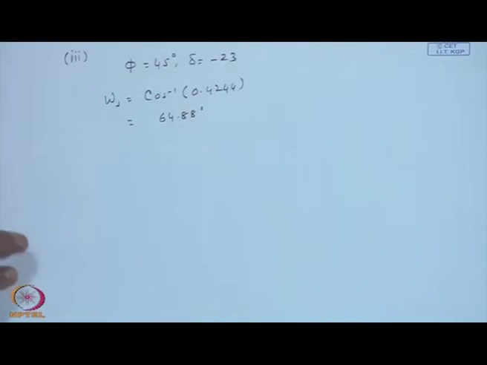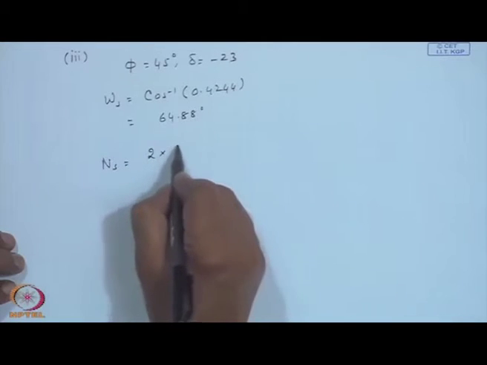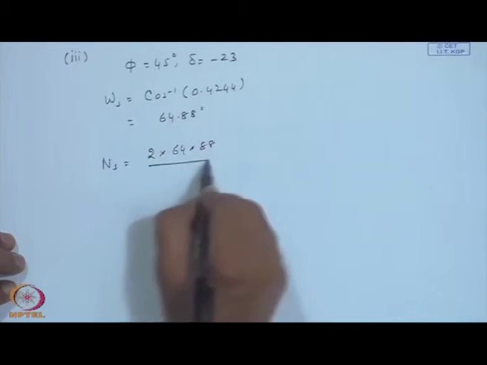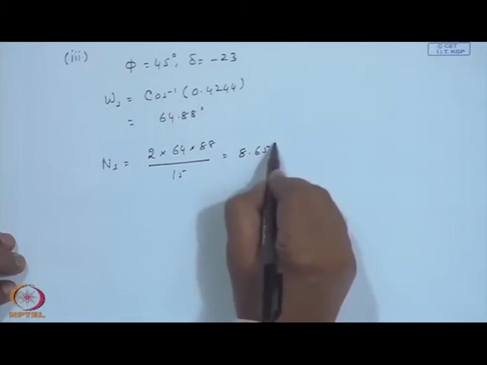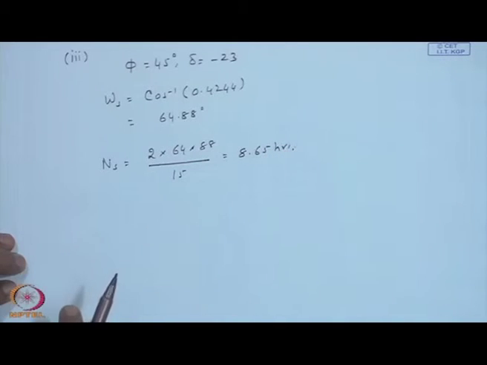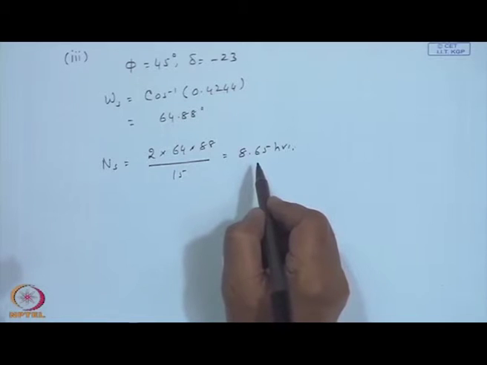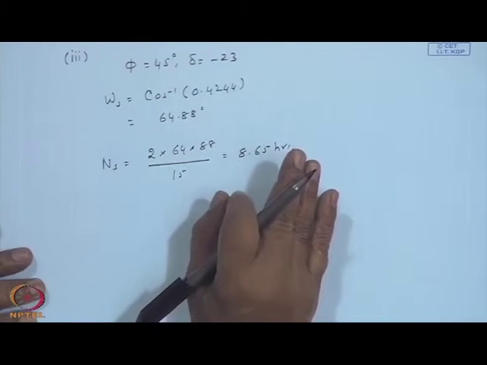So this n s, or the number of sunshine hours, will be 2 into 64.88 by 15, which will be 8.65 hours. Again, you will see that the previous summation of number of hours of 15.35 and 8.65 will make 24 hours, right, because declinations are equal but opposite in sign at the same location.